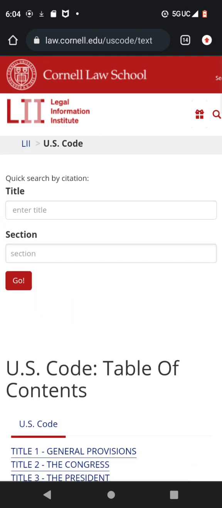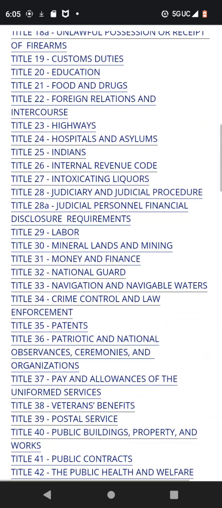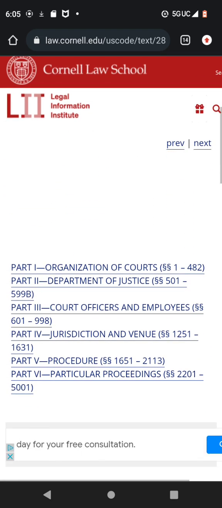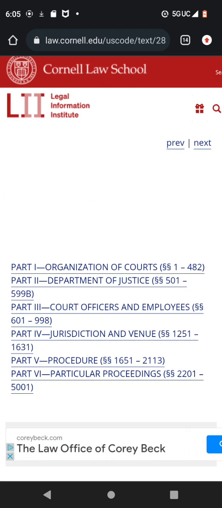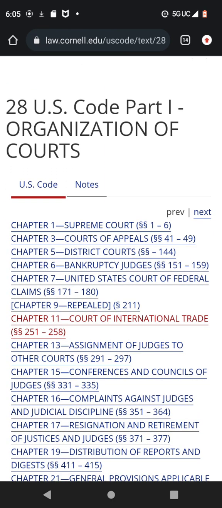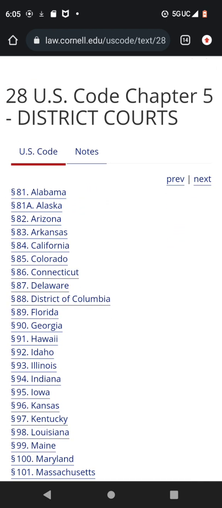But so, from the US Code, I'm going to scroll down. I know I need to go to Title 28. Go down to Title 28, Part 1, I believe. Ooh, or is it procedures? Let me see. No. Okay, district courts. Boom.